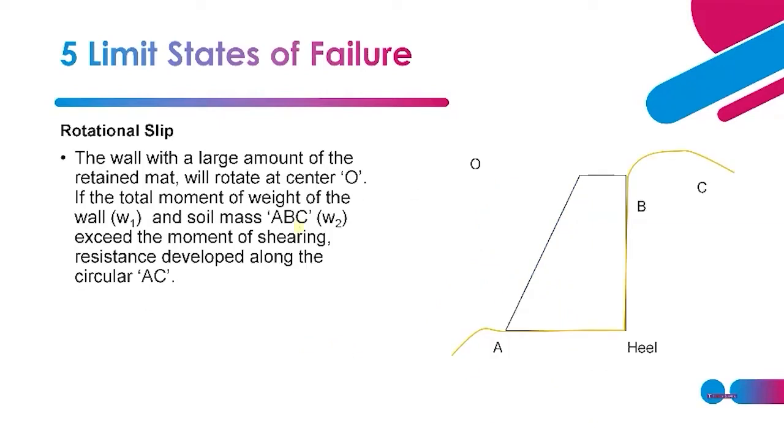We have a rotational slip. The wall with a large amount of retained material. Retained material means the soil that you retain at the back. It will rotate at center O, so this is the center O. If the total moment of the weight of the wall W1 and soil mass ABC exceeds the moment of shearing resistance developed along the circular arc AC. It means now your retained material is too much, so it will rotate about center O. Your wall will tilt backward because the soil here is in excess, so it will slip and rotate about center O. Don't be confused: B here does not mean toe and heel, those are still toe and heel. B here just shows where the soil is, A, B and C.